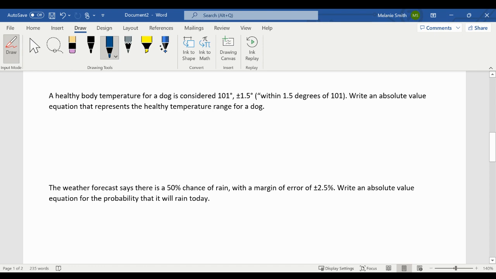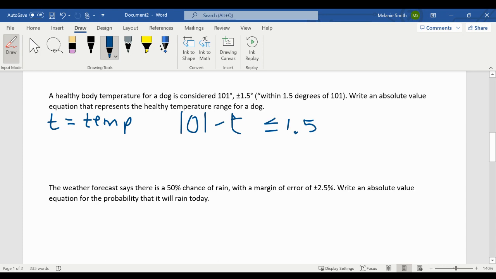I'm going to call T the actual temperature. Okay. So the dog's actual temperature. What I want to do is I want to say, okay, if we take 101 and subtract the temperature, I want that value to be less than or equal to 1.5. So I want the difference between the healthy temperature and the actual temperature to be less than or equal to 1.5. The only problem is, what if it were more than 101?